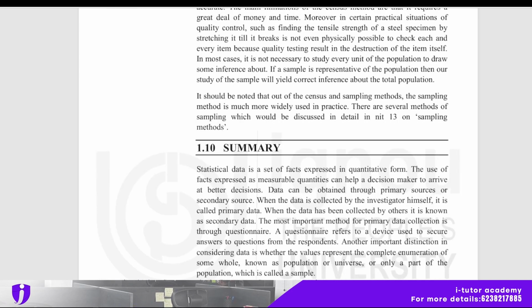It should be noted that out of the census and the sampling method, the sampling method is much more widely used in practice. There are several methods of sampling which would be discussed in detail in Unit 13 on sampling methods.